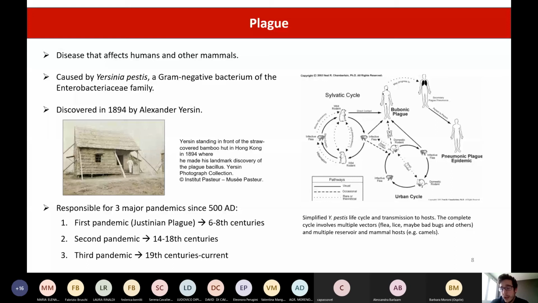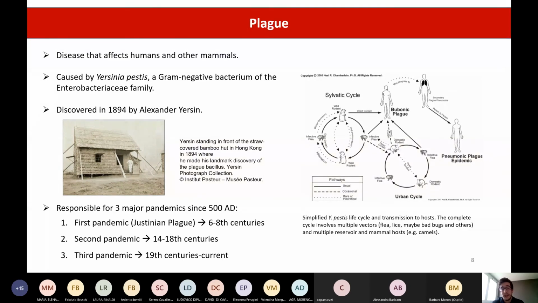I'm going to use plague as an example for the next slides because it's the focus of my project and also because it's the most studied ancient infectious disease. But most of the things that I'm going to show are also applicable to other infectious diseases. And so plague is an infectious disease that affects humans and also other mammals.